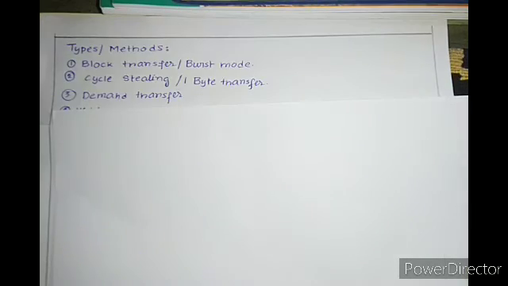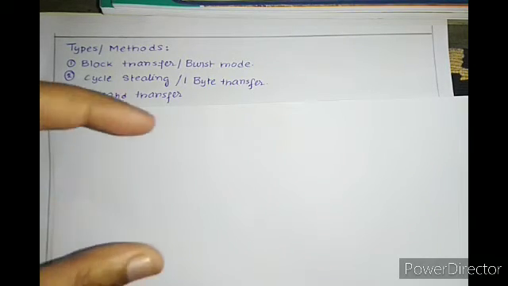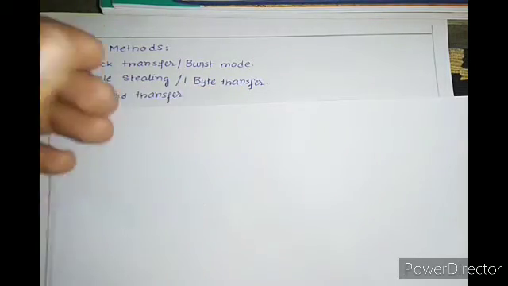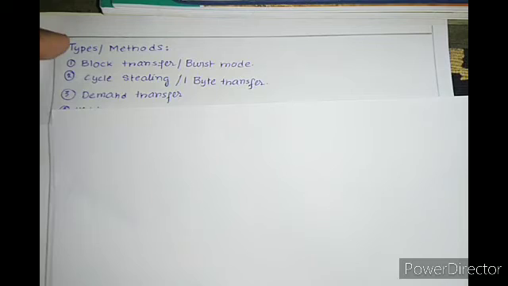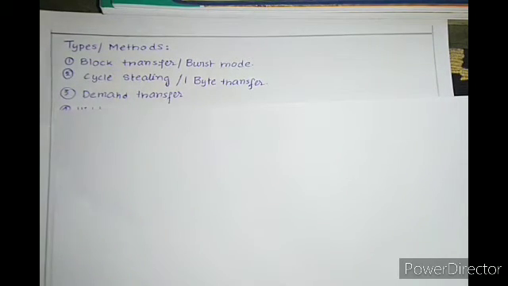I hope you understood. The last topic that I am going to discuss is the types or methods of DMA. The first one is block transfer. Whatever we have discussed for the last 15 to 20 minutes is the example of block transfer. Means we transfer that whole bunch of data at once and keep our MUP in hold state. This is the example of block transfer.